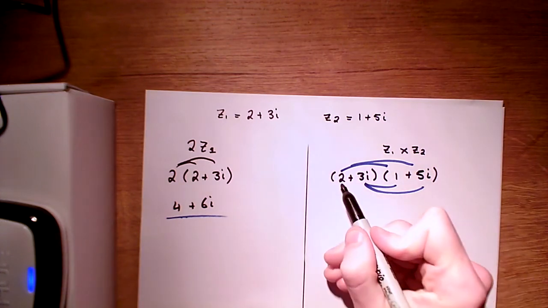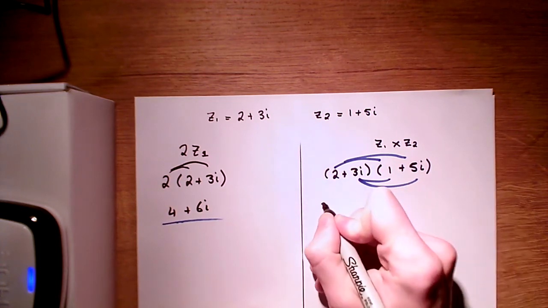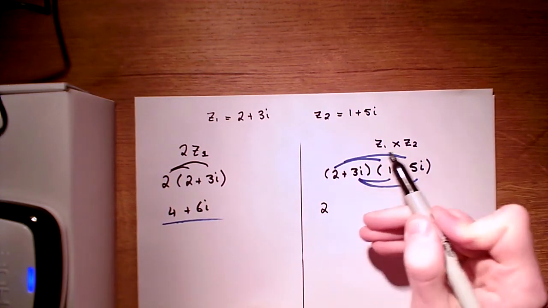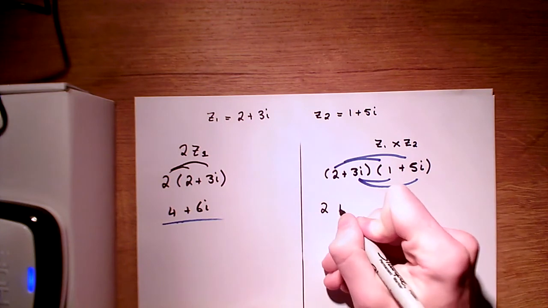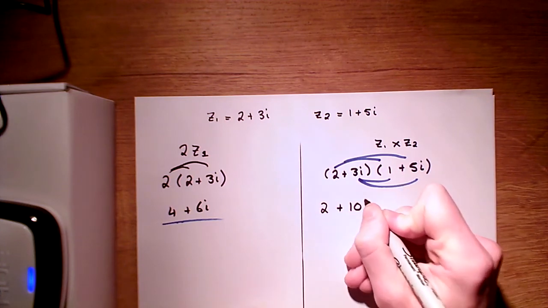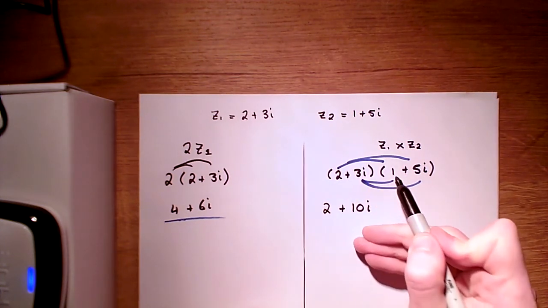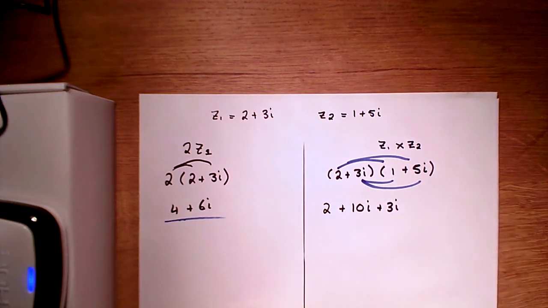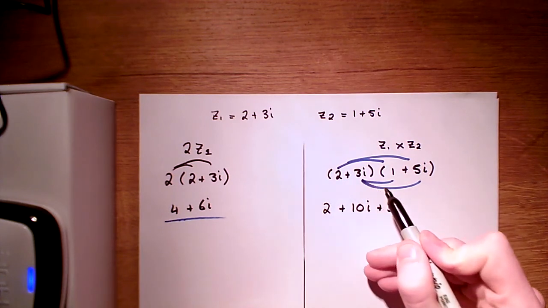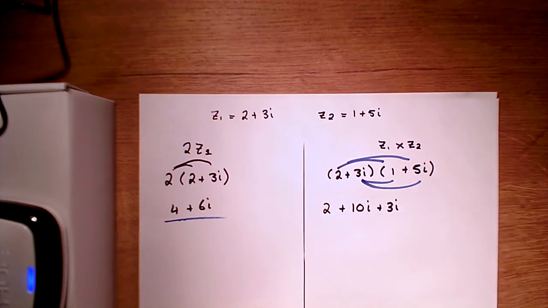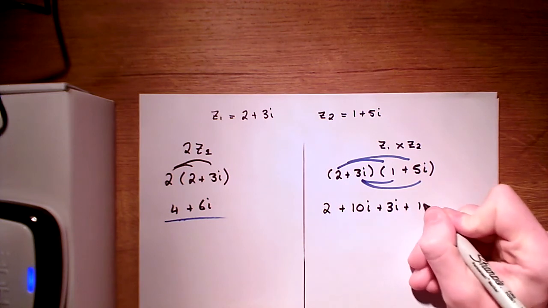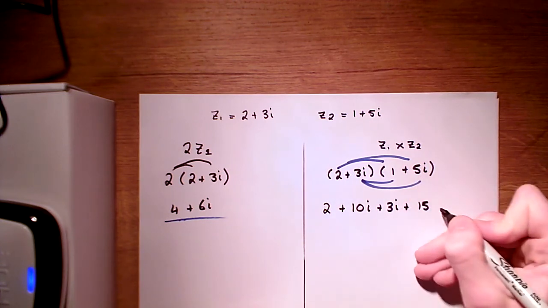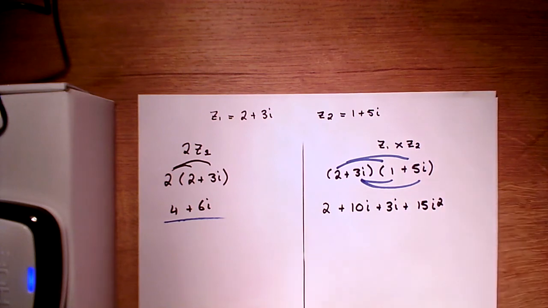So we'll start off with our 2. So 2 times 1 is 2. 2 times 5i is plus 10i. 3i times 1 is plus 3i. Okay, and then we have 3i times 5i. So 3 times 5, that would give me 15. And then we have i times i would give me i squared. Okay, so I've expanded it out. It's now time to tidy it up.